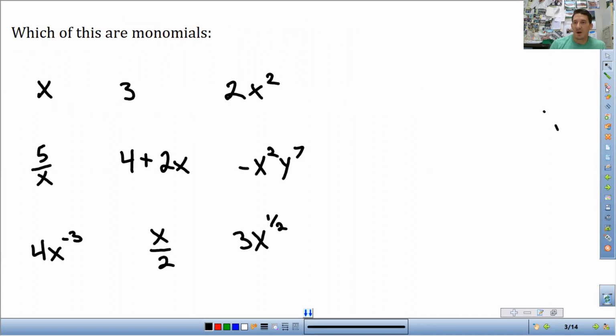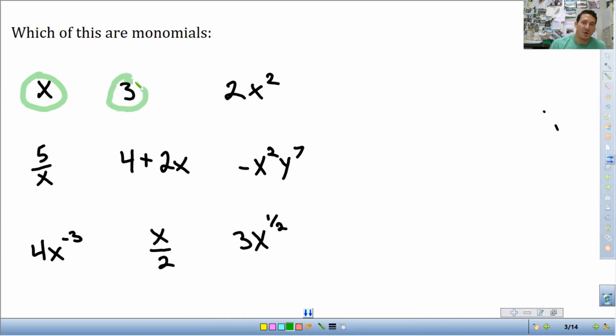Which of these are monomials? X, that is a variable, monomial. 3, that is a number, so that is a monomial. 2x squared, that is the product of a number and a variable. Exponents are fine. So 2x squared, yes, that is a monomial. 5 over x, not a monomial because it is x in the bottom of the fraction. Cannot have x in the bottom of a fraction or variable in the bottom of a fraction.